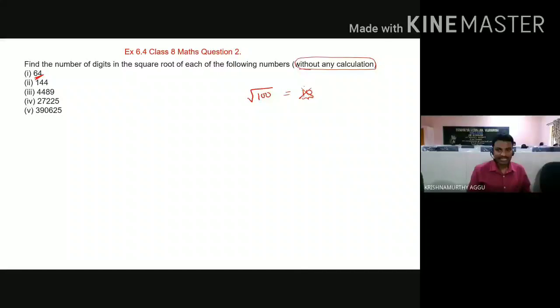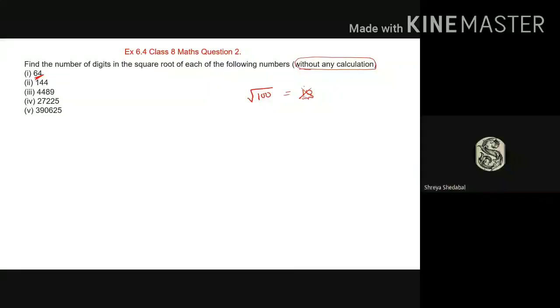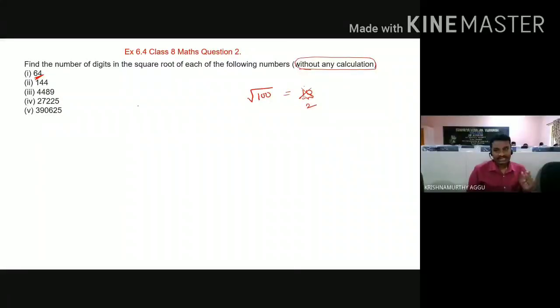2 digits. This is the question. Like this they are asking. If these are small numbers, you can guess directly. What about bigger numbers? That is why you have just learned that formula. That only you are going to apply. I'm going to explain the first question. What is the first question?